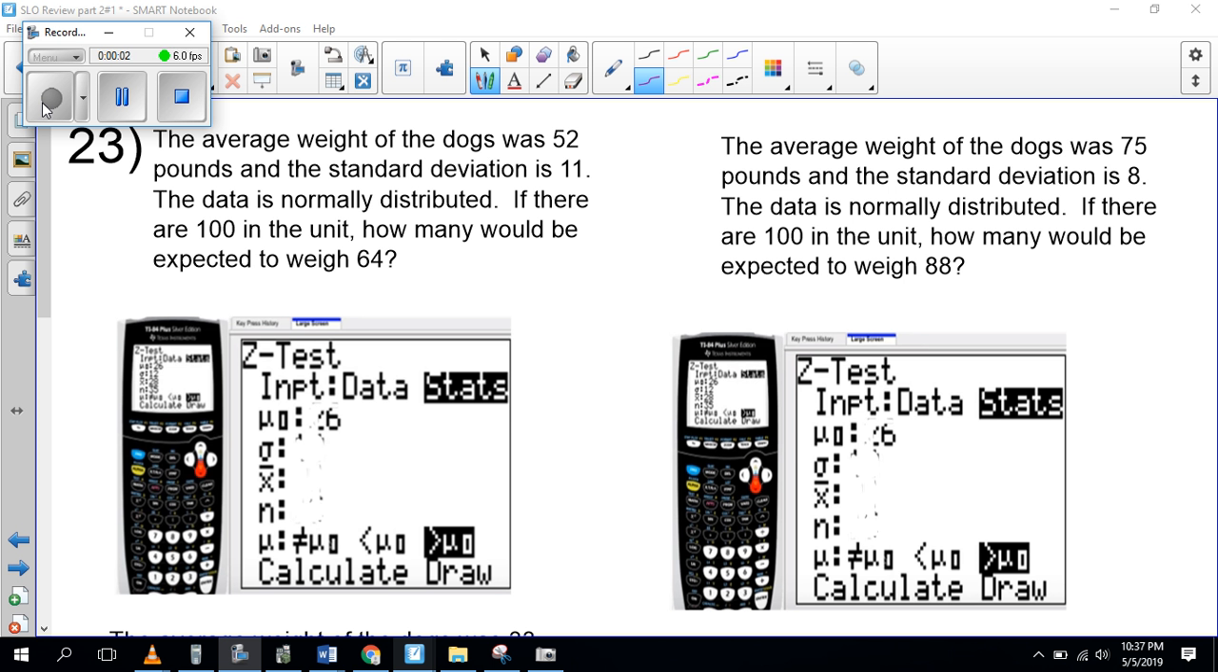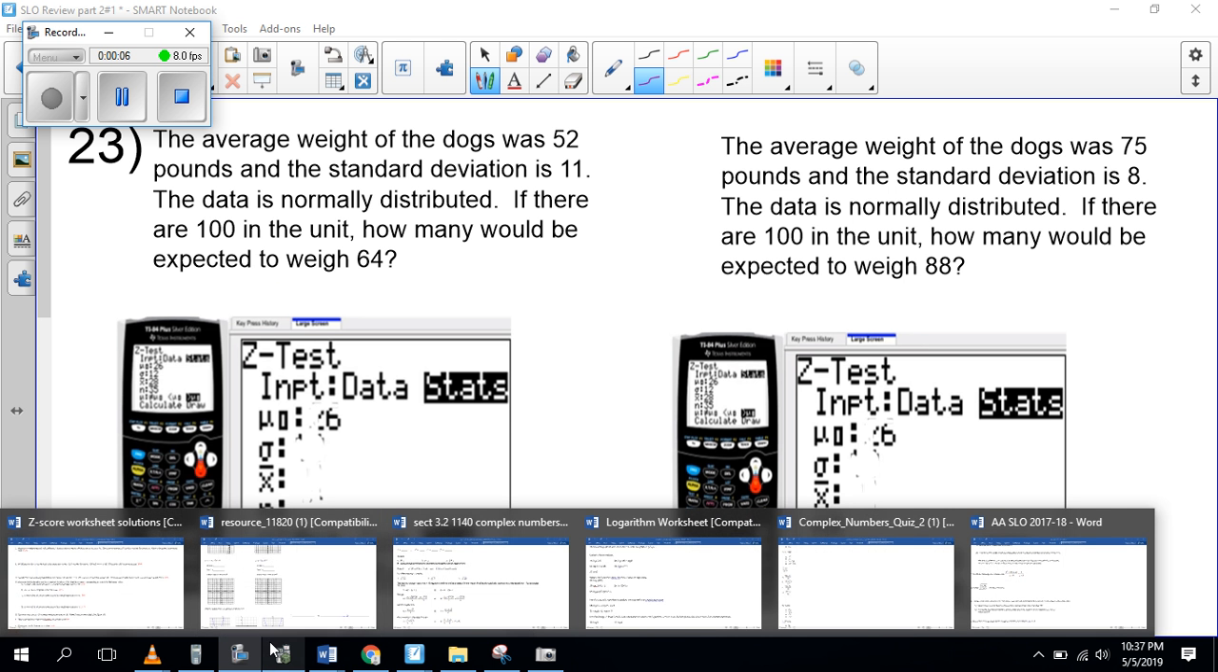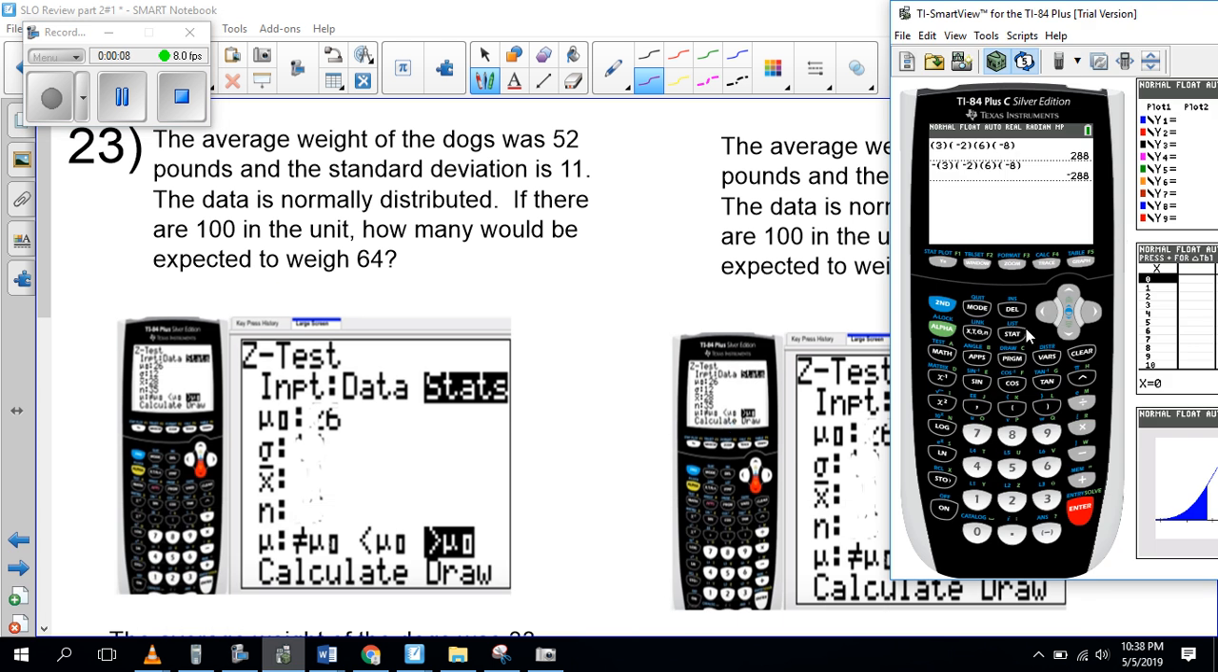Okay, number 23. We're going to use our z-test again to do this. So we need our calculators pulled up. And we're going to hit stat, and scroll over 2 times and hit z-test. Okay? Make sure it's on stats.